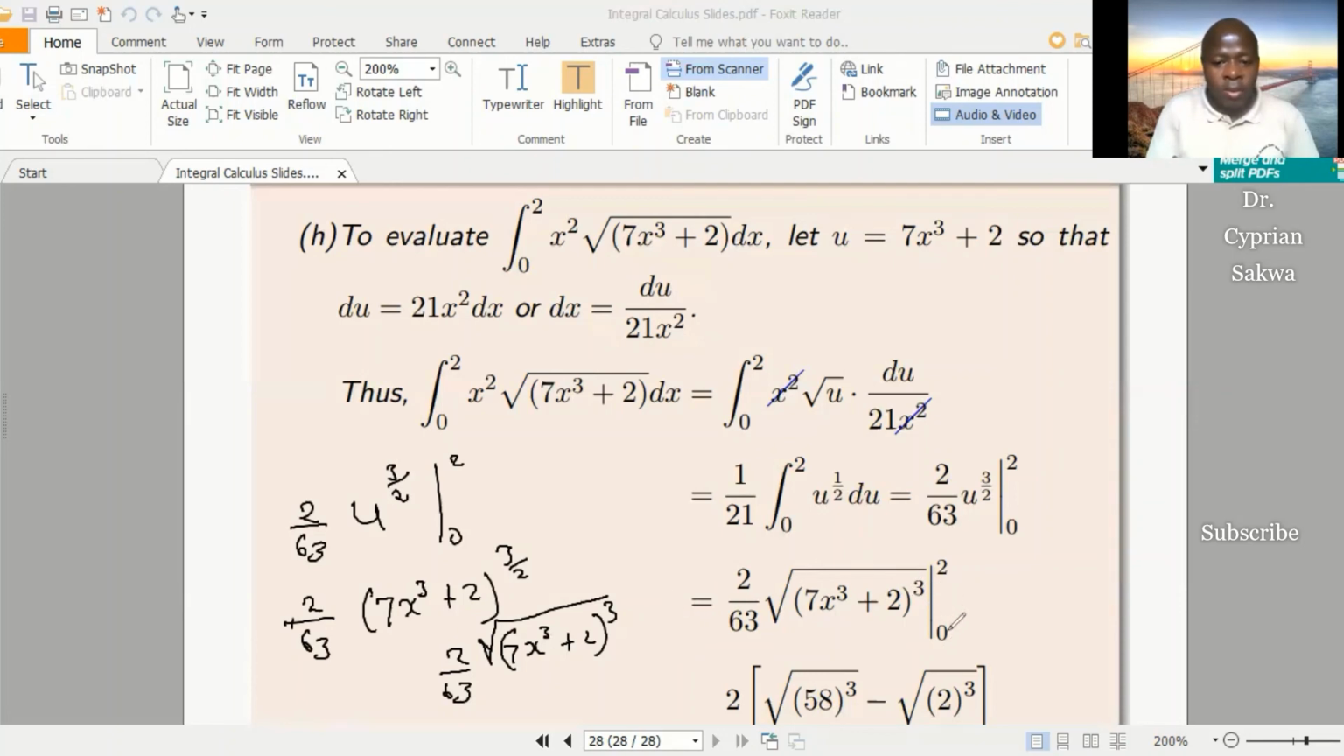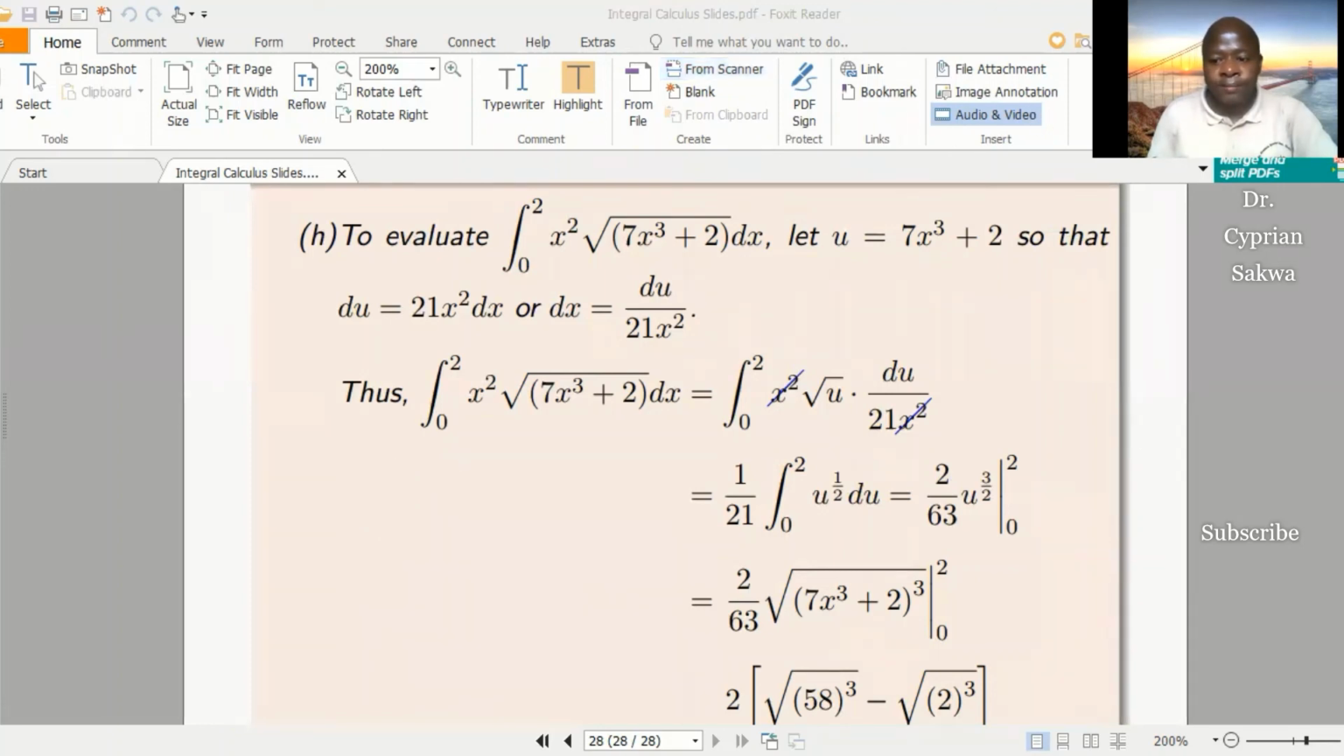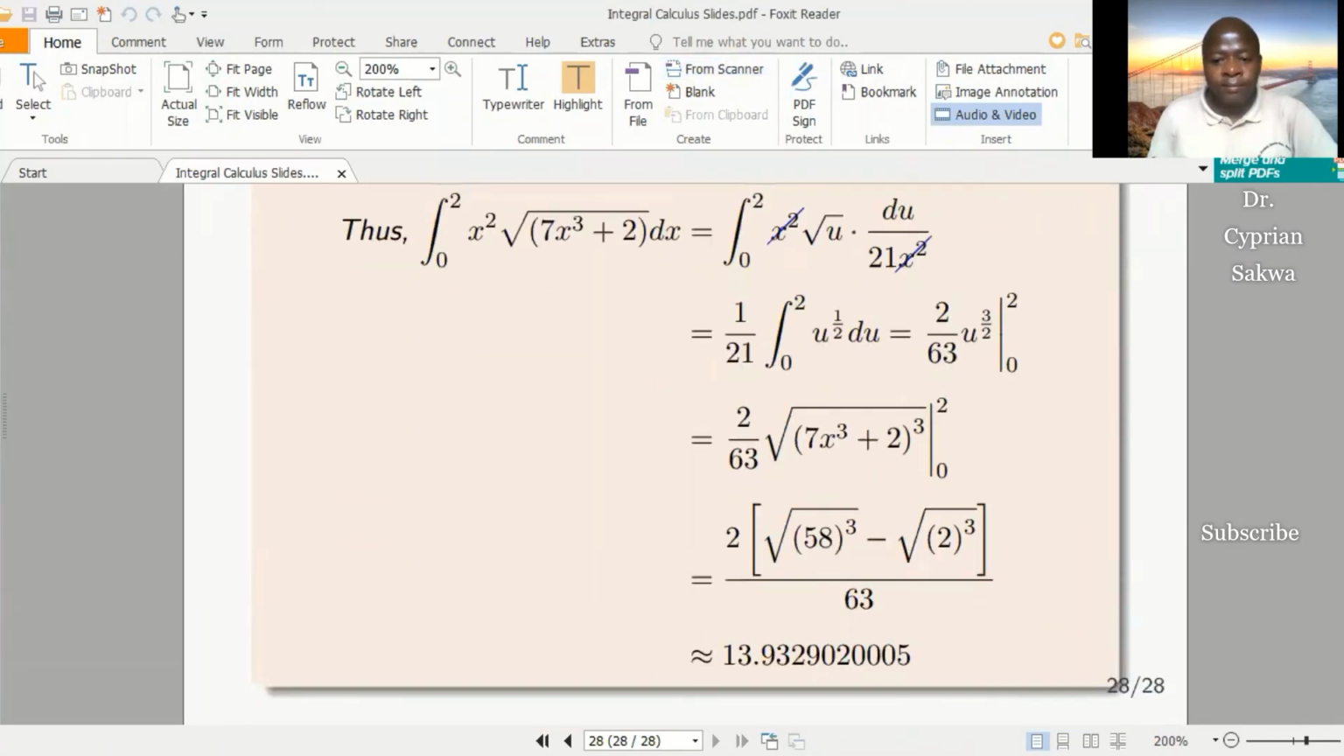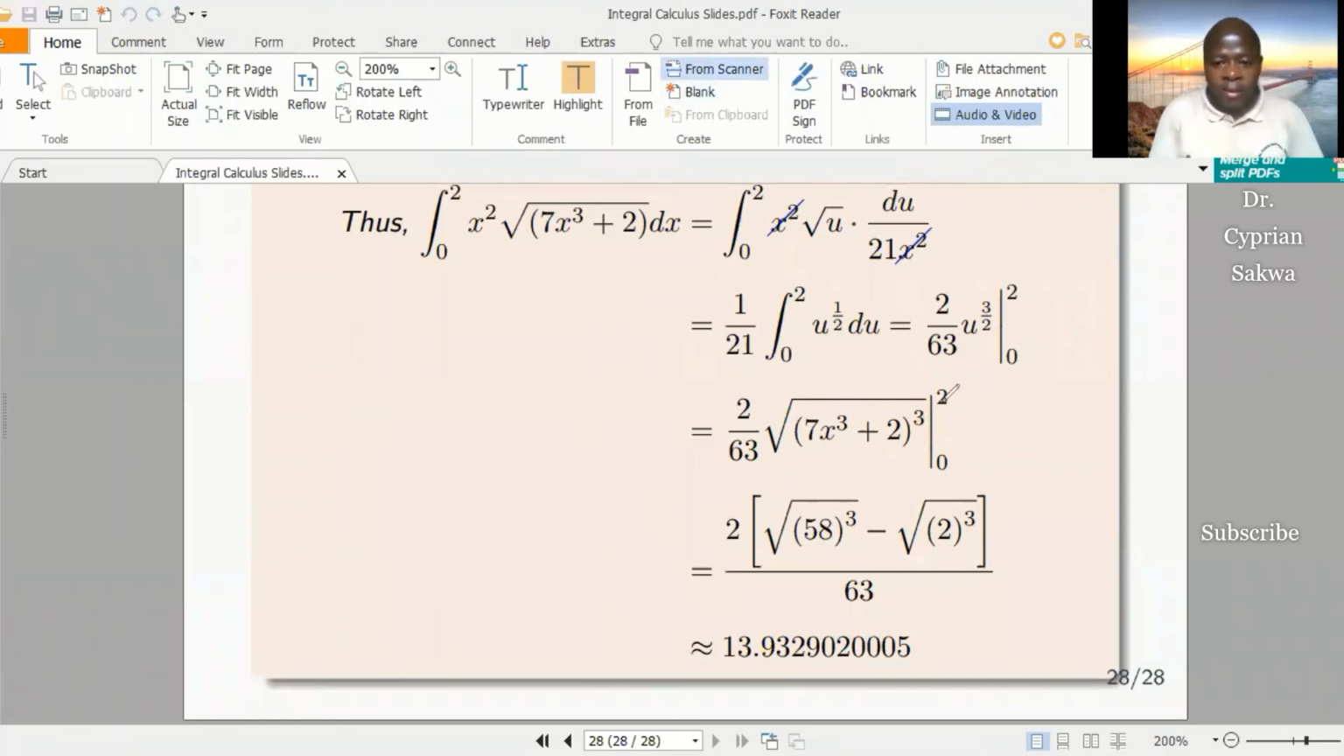Now I'm ready to insert back the limits. When you insert 2, this will be 2 raised to 3, which is 8, times 7, which is 56, plus 2, which is 58 cubed. What about this other part? When I insert the lower limit, I would have 7 times 0 cubed, which is 0, plus 2, so 2 cubed. And so when you use your calculator, you arrive at the answer. And that is how we do these definite integrals.